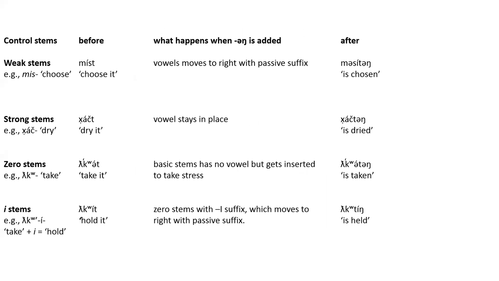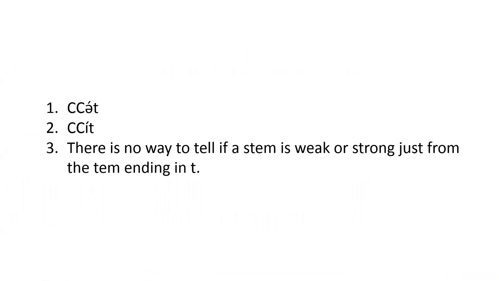This table summarizes weak, strong, zero, and I stems when the event is controlled. So how can you tell whether a stem is weak, strong, zero, or an I stem? Here are some basic rules of thumb. C equals consonant. So zero stems ending in t always have the shape consonant, consonant, accented schwa, t. The I stem ending in t always has the shape consonant, consonant, accented I, and then t.